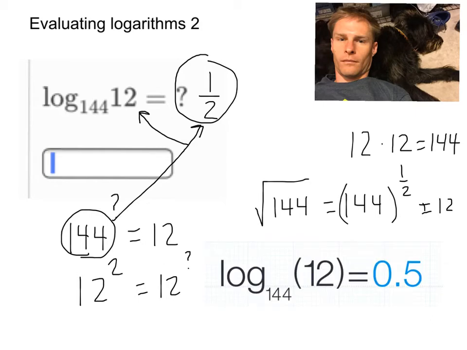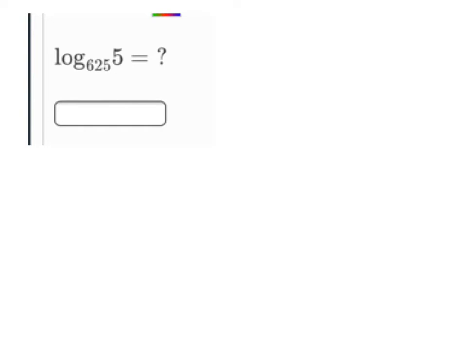And so what I did is I went to that calculator I showed you in the previous video and I typed in log base 144 of 12, just like we have here, and it told me the answer was 0.5. Well, 0.5 is the same thing as 1/2, so we got it right. In Khan Academy, you should be able to put in the blank 0.5 or 1 divided by 2 and both of them be right. So let's look at this one.